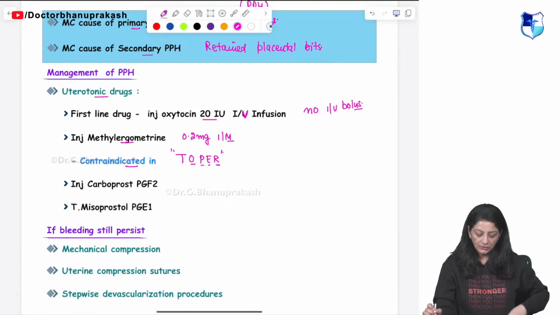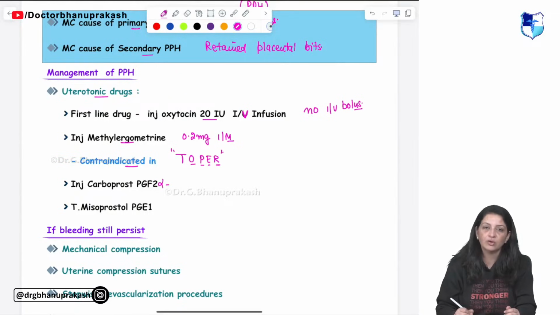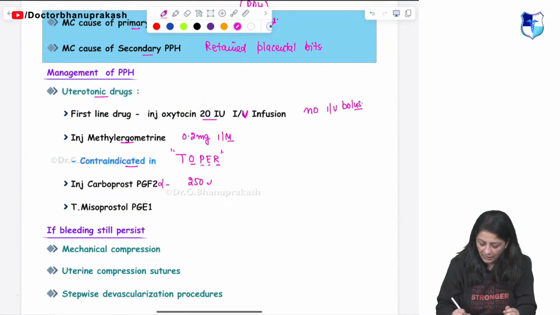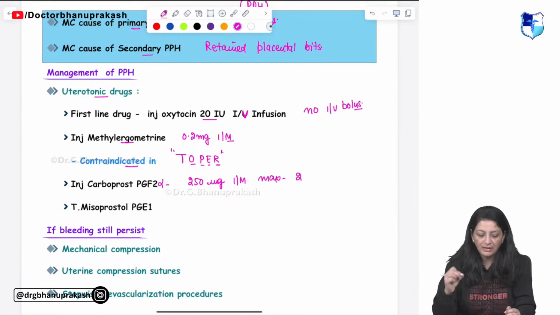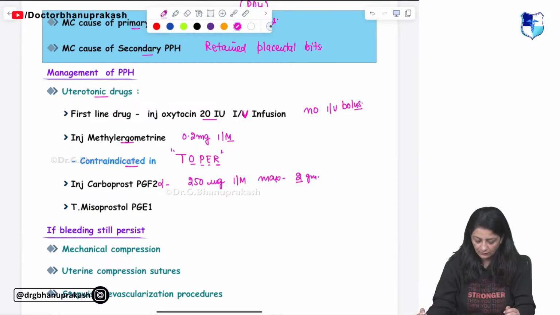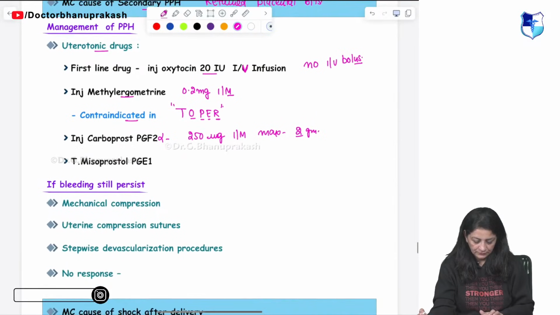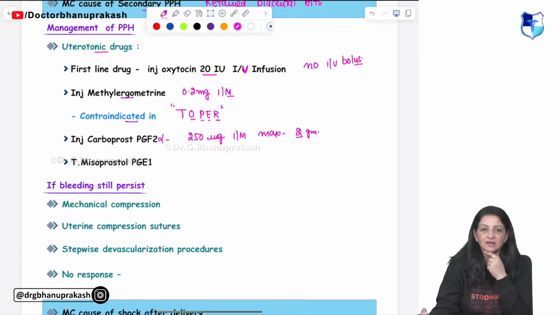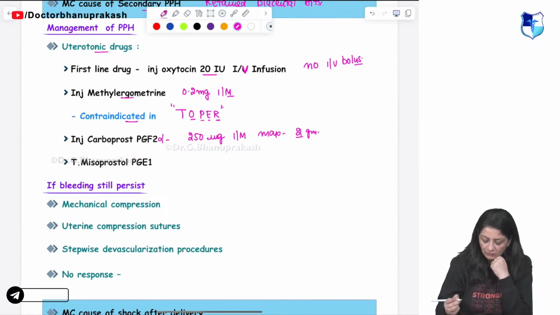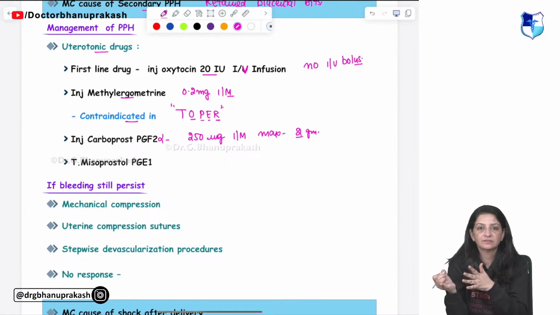Okay. Now third drug, carboprost, prostaglandin F2 alpha. Dose 250 microgram intramuscular. Maximum we can give up to 2 milligrams. Injection carboprost is contraindicated in asthma patients. We have to give this dose as divided doses, every 15 minutes, maximum 8 doses.